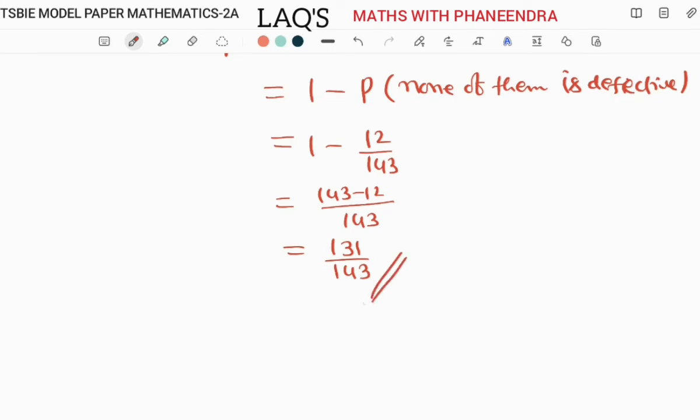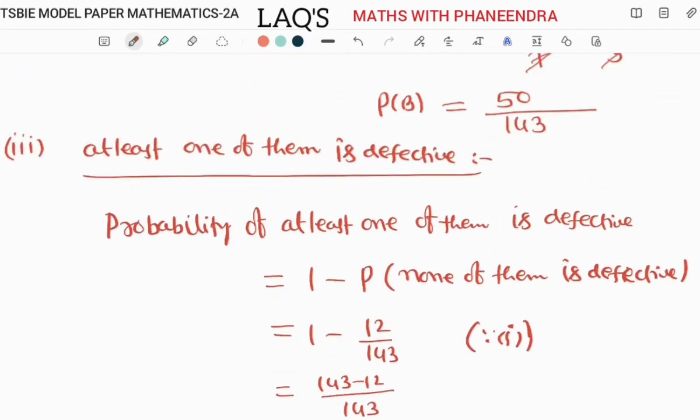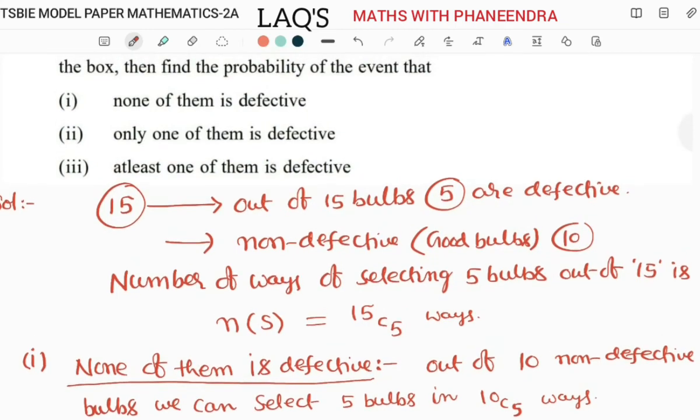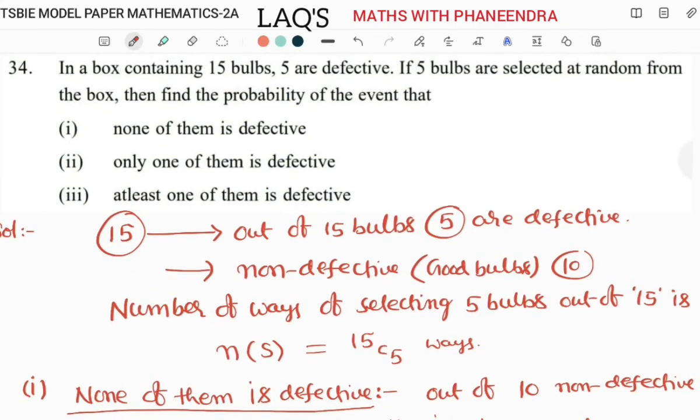None of them is defective means from the first result we have 12 by 143. I hope you people understand, these students. Once you go through that slowly, the only thing is you need to understand the question and go thoroughly into it.